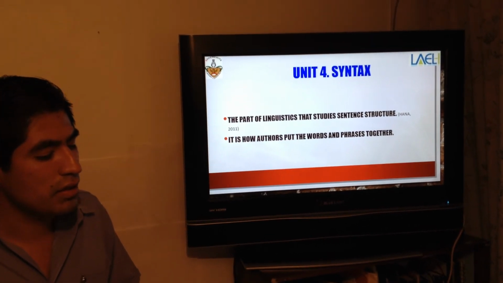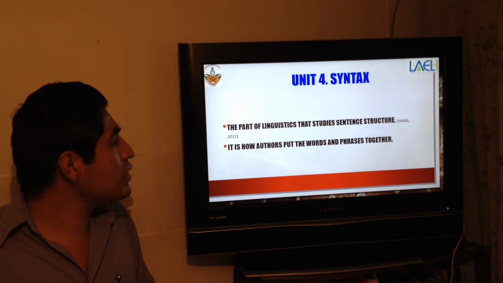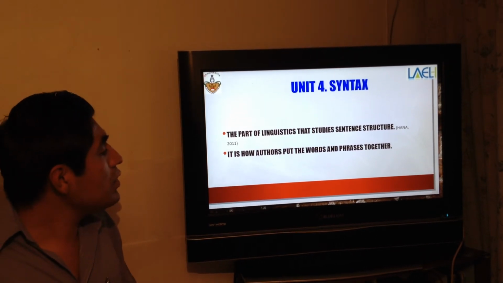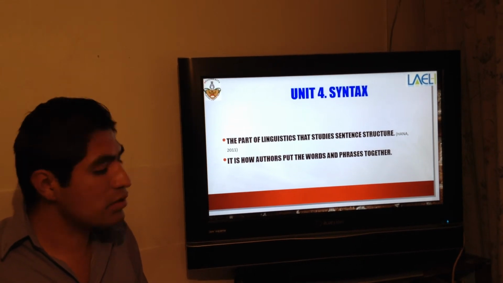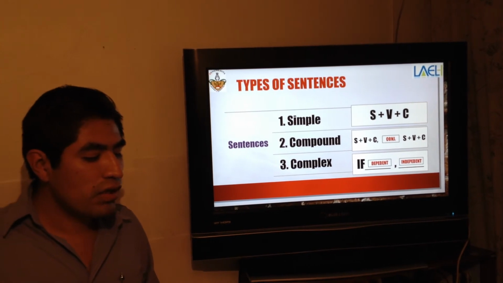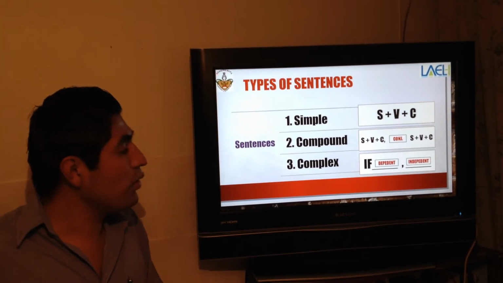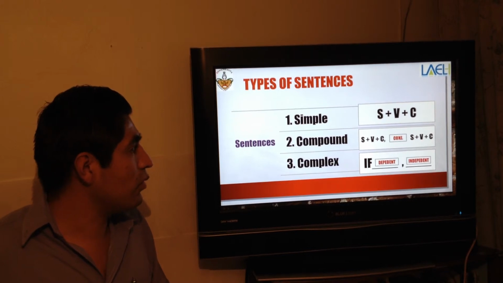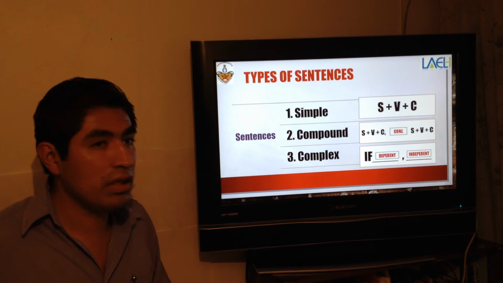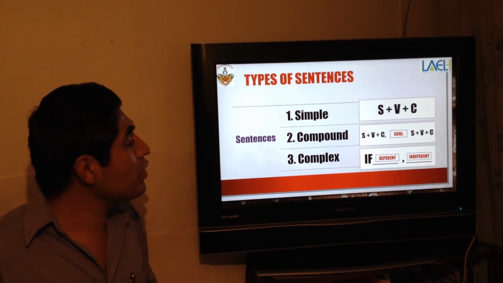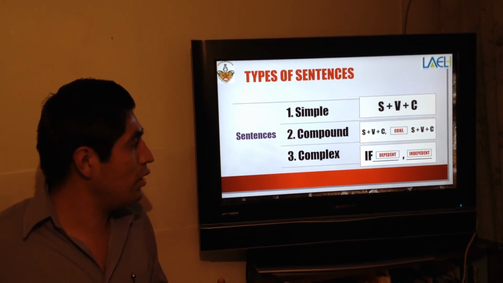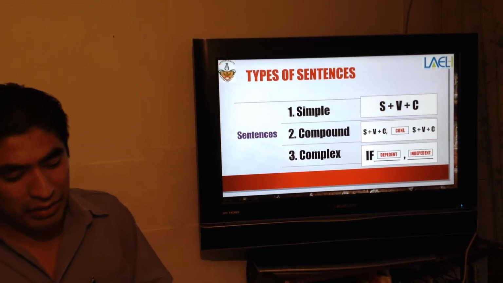Let's talk about syntax. Syntax is the part of linguistics that studies sentence structure. In other words, it is how authors put the words and phrases together. In syntax, we have three types of sentences. Number one, simple, with subject-verb complement. Number two, compound, that is subject-verb complement, but with a conjunction. And number three, complex. Complex is a sentence with two clauses, the dependent and the independent.